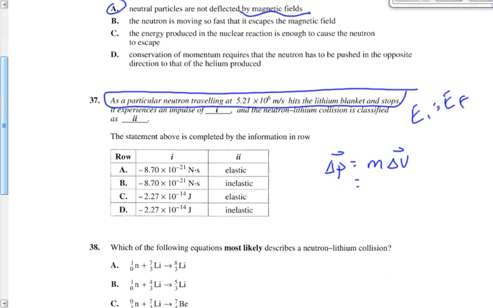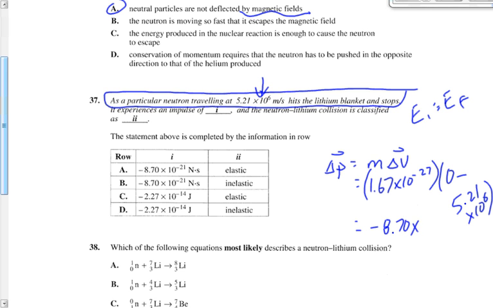The mass here is, what do you got here? The mass of a neutron is on your data sheet, 1.67 times 10 to the minus 27. And the change in velocity would be, the final is 0. The initial is, now we're told somewhere, yeah, in the stem of the question, 5.21 times 10 to the 6. That works out to be negative 8.70 times 10 to the minus 21.